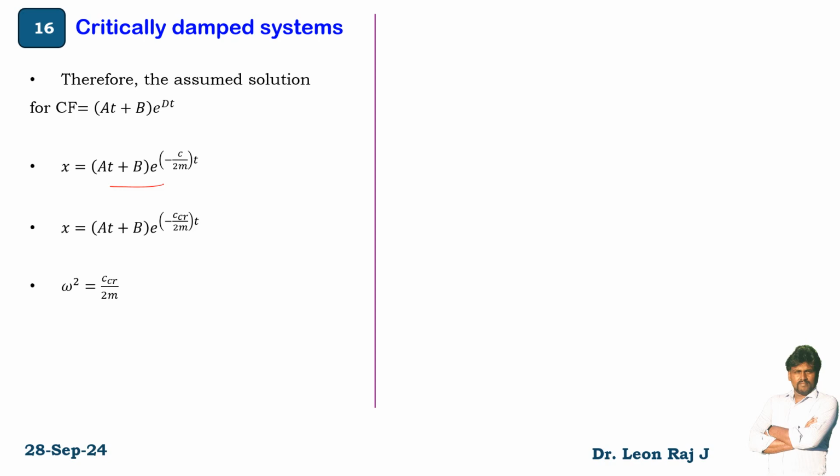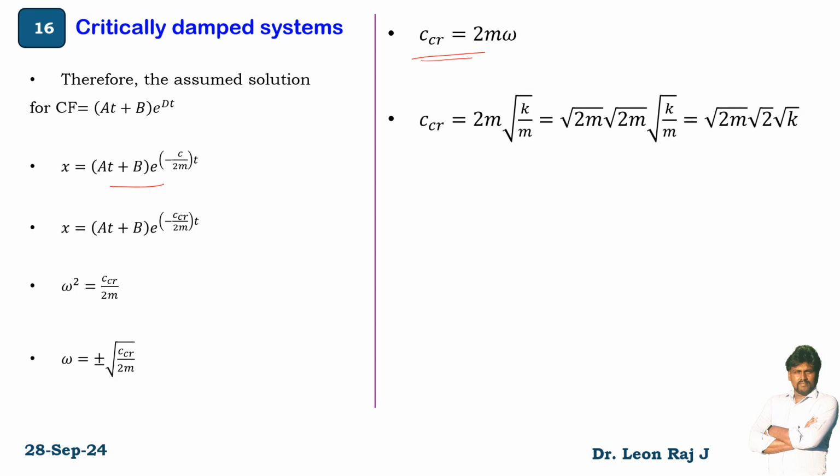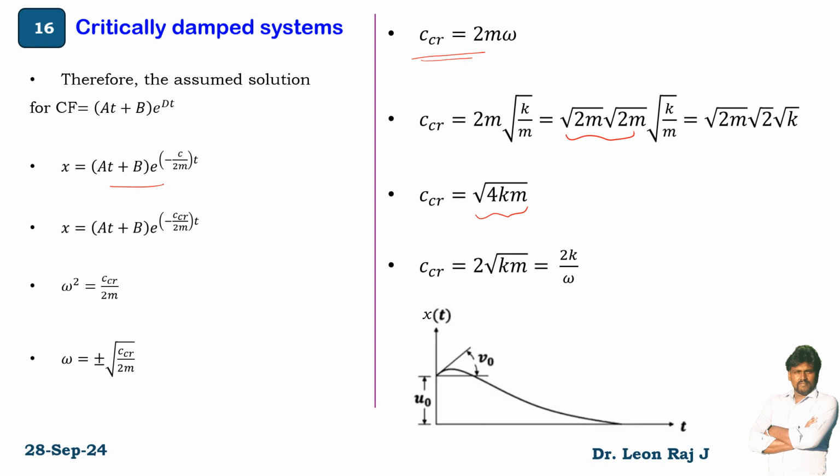So your omega square is equal to ccr by 2m. Omega equals square root of ccr divided by 2m. So for your critically damped system, CCR is equal to 2m omega. CCR equals 2m square root of k by m. So 2m can be split into square root of 2m and square root of 2m. Then further it is simplified, so that CCR equals 2 square root of km, that is equal to 2k by omega.